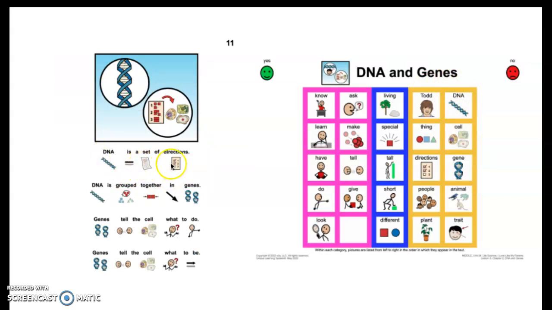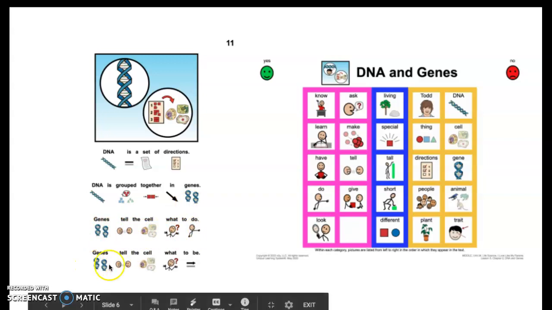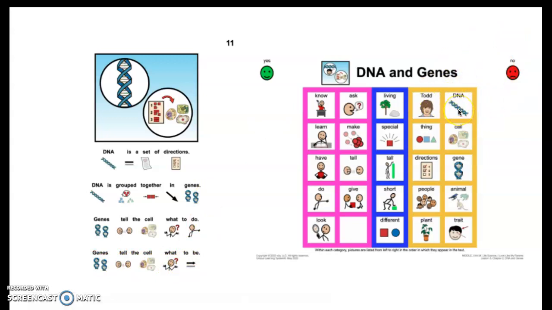DNA is a set of directions. DNA is grouped together in genes. Genes tell the cell what to do. Genes tell the cell what to be. All right, so DNA are directions.